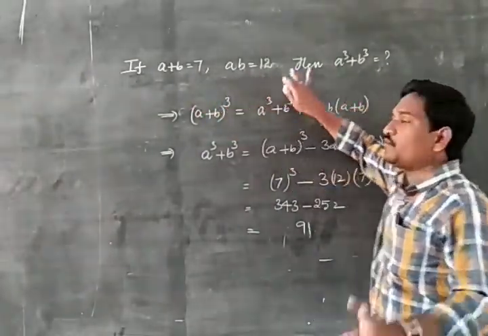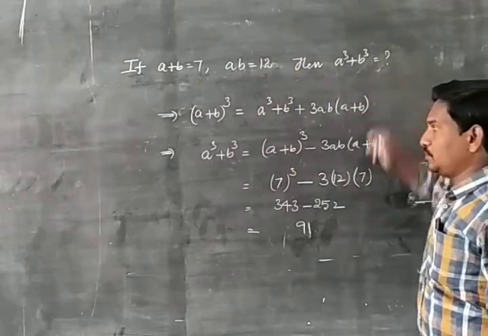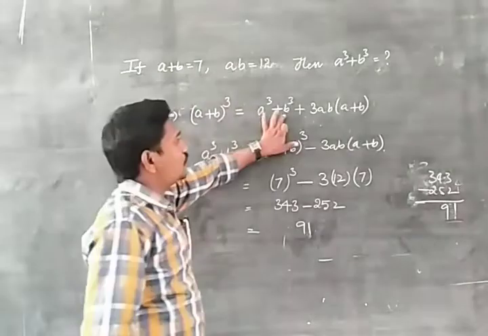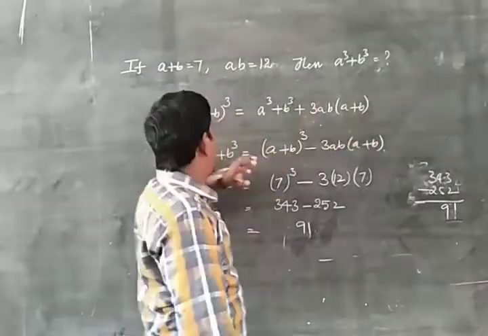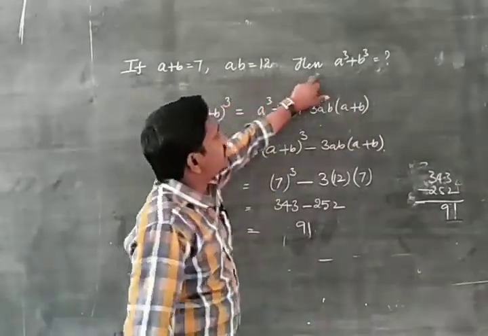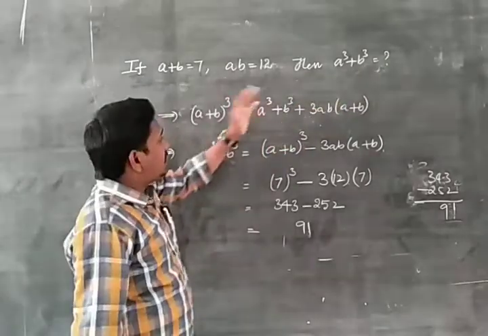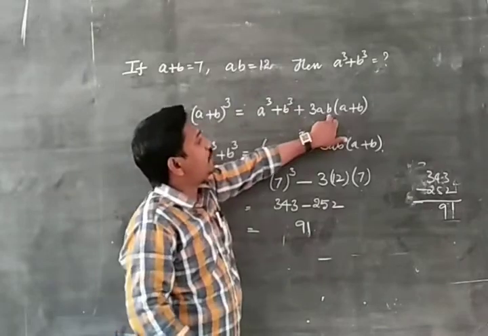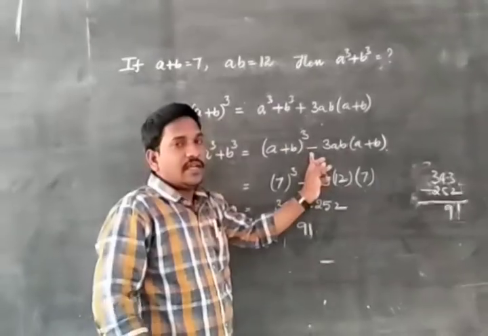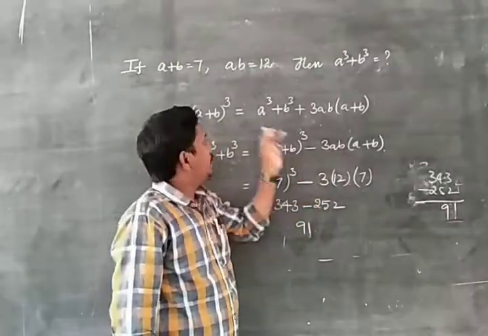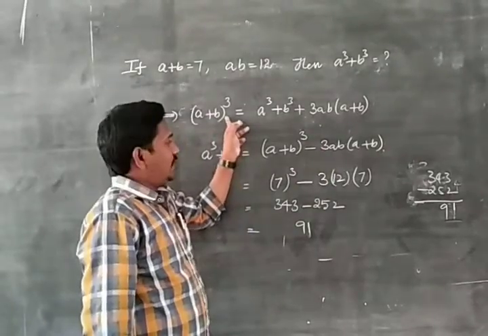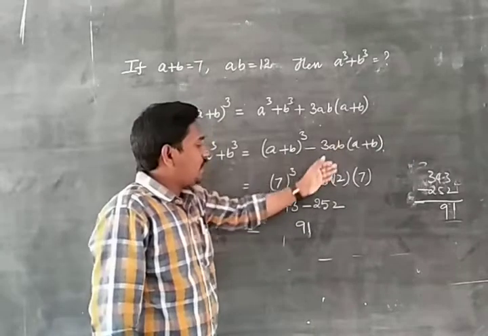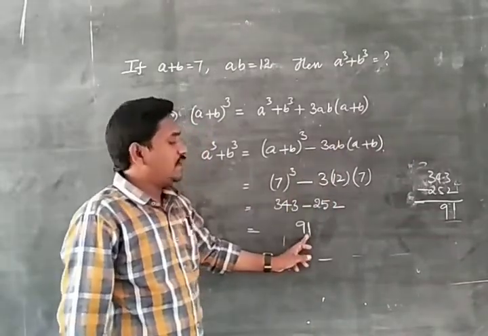If a plus b equal to 7, the a plus b value is given and the ab value is given, we have to find the a cube plus b cube value. In the a plus b whole cube formula, we have a cube plus b cube plus 3ab into a plus b. I need what is asked here, a cube plus b cube. So by the transposition, plus 3ab into a plus b is transposed, then minus 3ab, transferred to here: a plus b whole cube minus 3ab into a plus b. Now substitute the values. So what is the answer? 91.